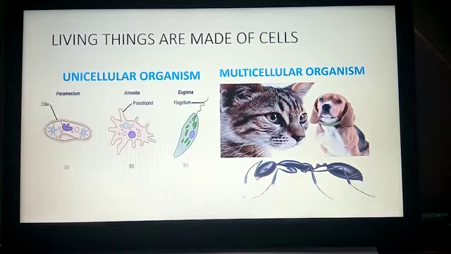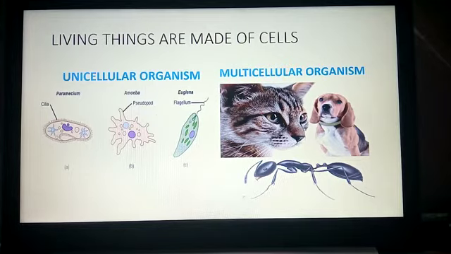So cells are so small that we cannot see them with our naked eyes. We cannot see a cell. We can see a cell by using the microscope. Okay, children. So the number of cells in living things varies over an enormous range. So some organisms will have only one cell, whereas some organisms will have many cells.